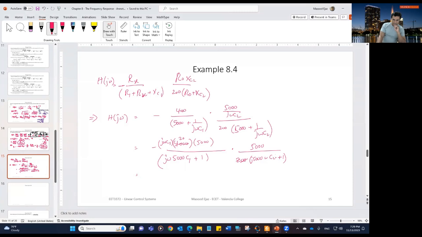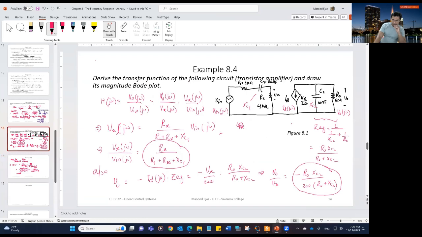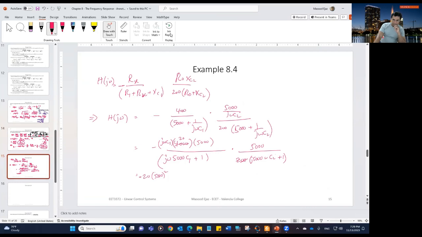All right, what is omega C1, 5,000 omega C1 and all those things? We can calculate that. 20 times 5,000 into 5,000. So let's write this down: 20 times 5,000 squared, negative sign, j omega C1. Let's see what C1 and C2 are. C1 is 20 microfarad and C2 is 10 nanofarad.